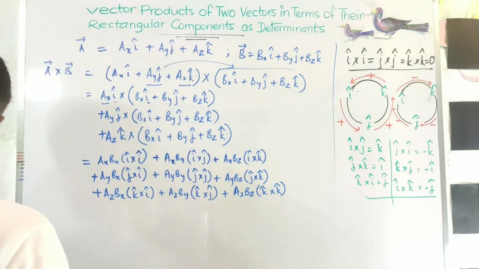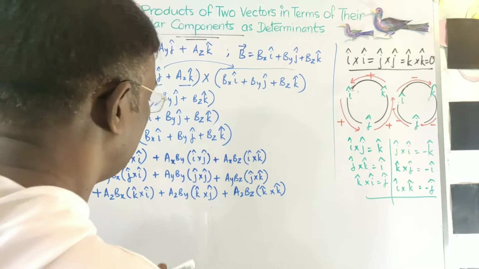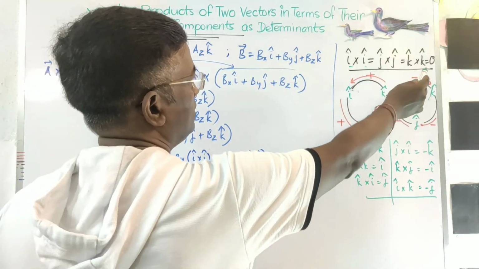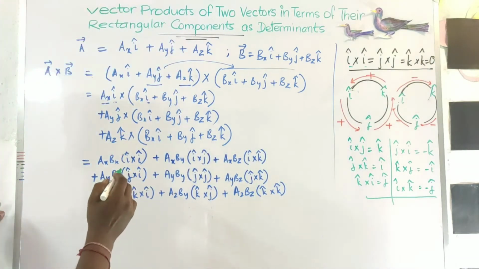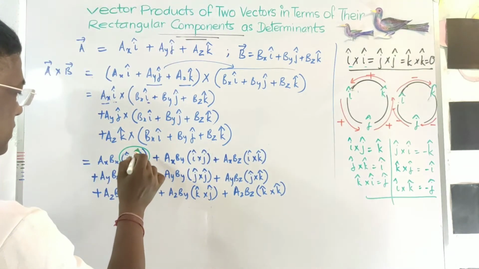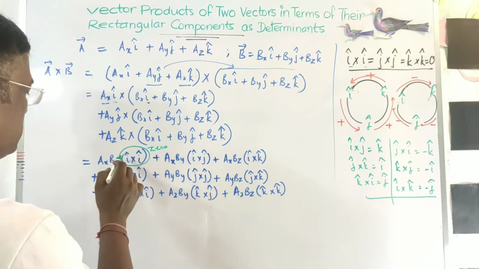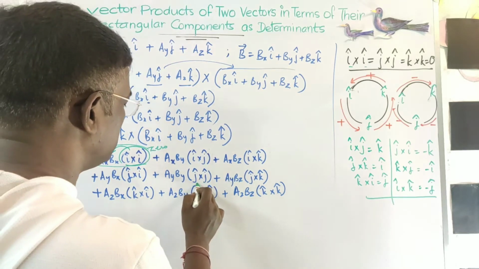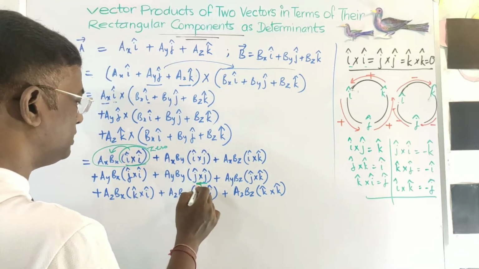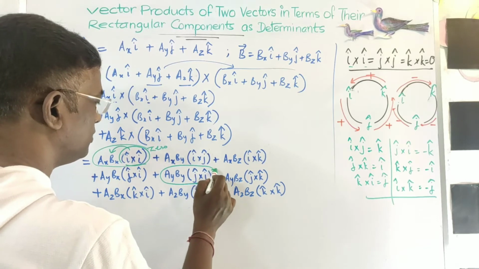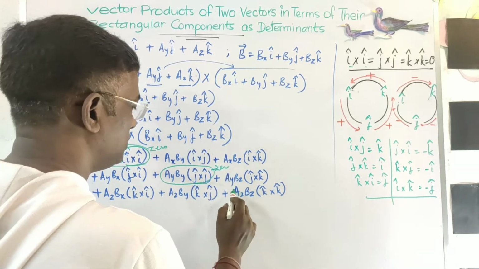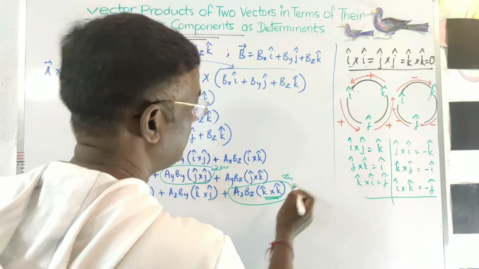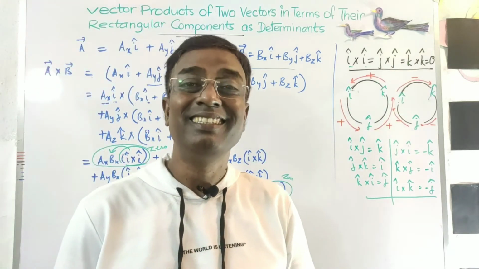Now here you have to take some care. You know, i cross i is 0, j cross j is 0. So here, if you look closely, this term becomes 0. That means the whole term becomes 0. Similarly here, j cross j is 0, so 0 multiplied with this term is also 0. So this term disappears. Similarly, if you see here, this becomes 0. Why? Because k cross k is 0.